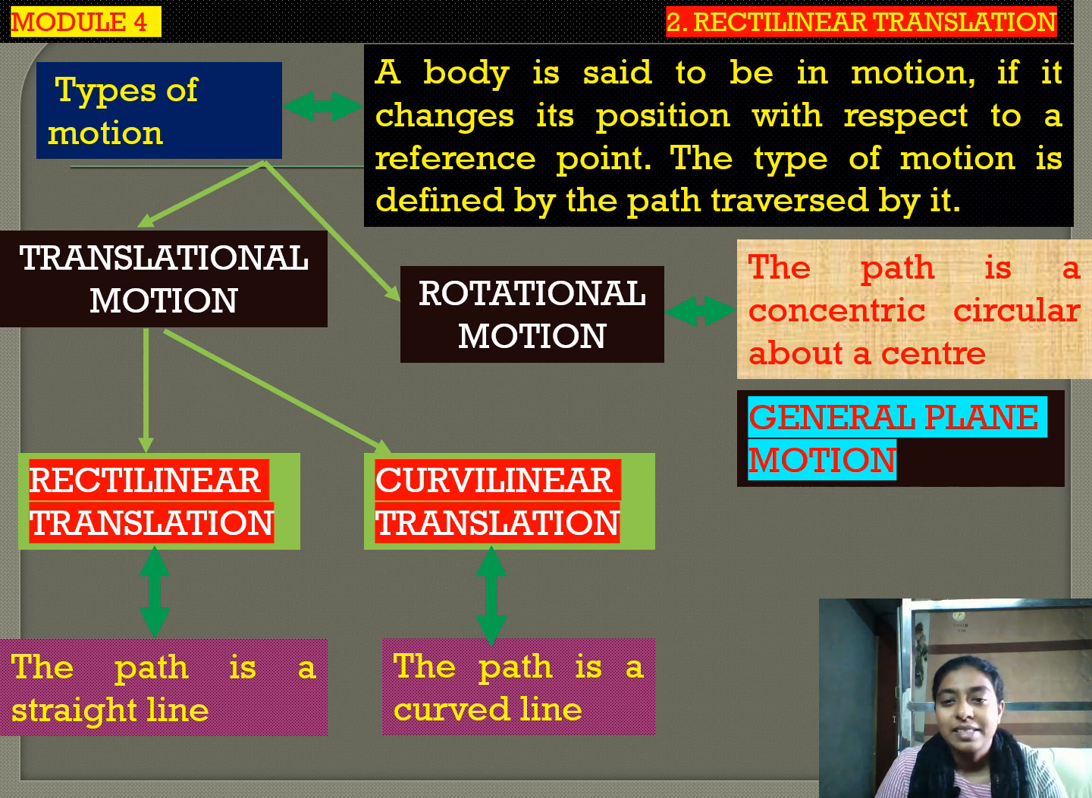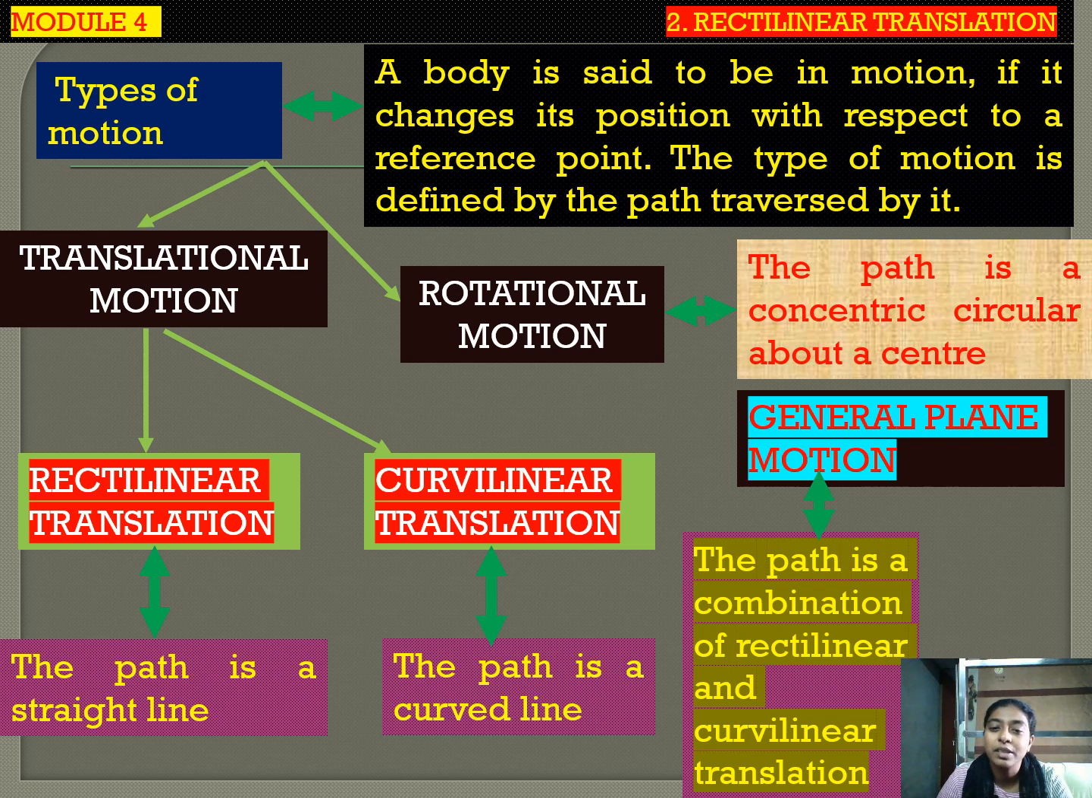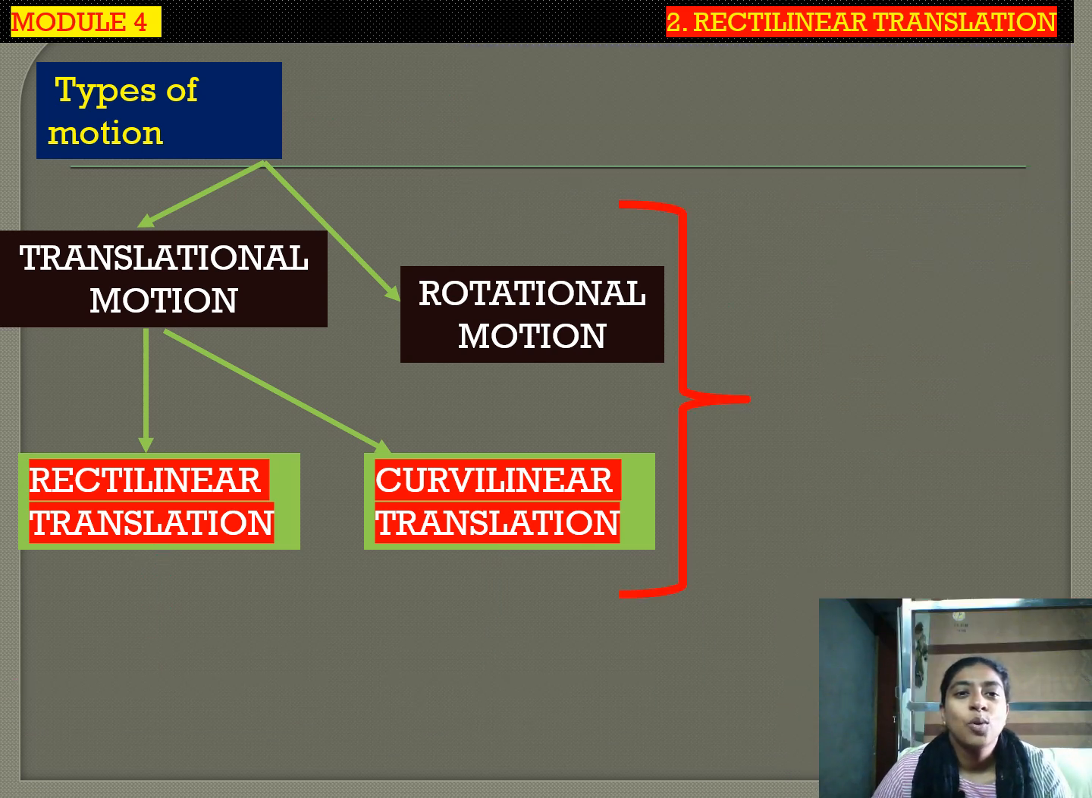Another third case is general plane motion. Normally we call something plane motion when it is a combination of both rectilinear and curvilinear translation. So we have seen that the types of motion are translational motion and rotational motion, and translational motion is further classified into rectilinear translation and curvilinear translation. So types of motion is one part.